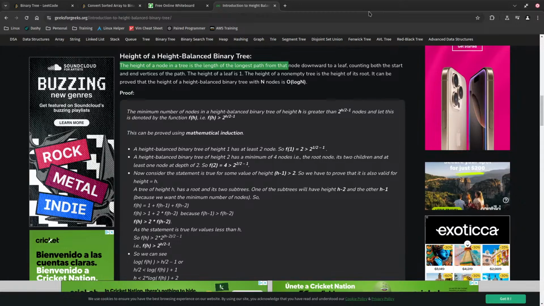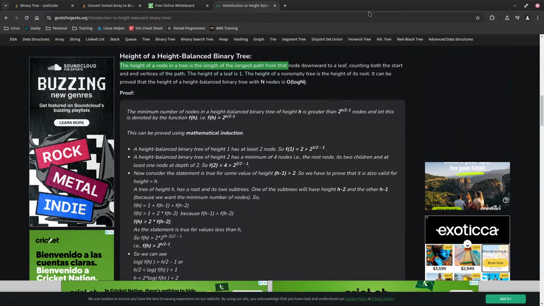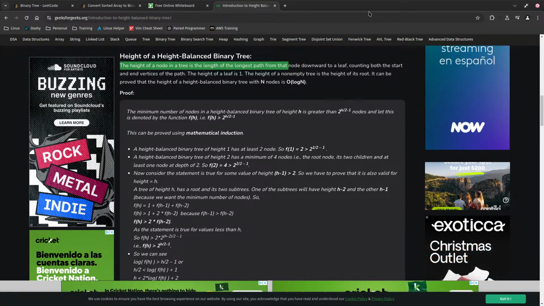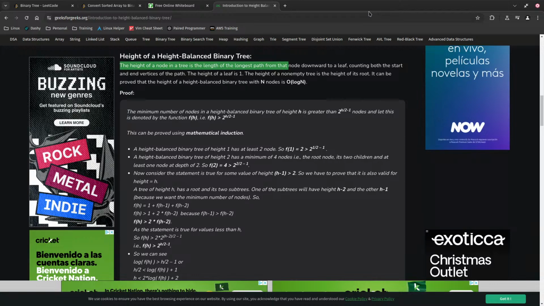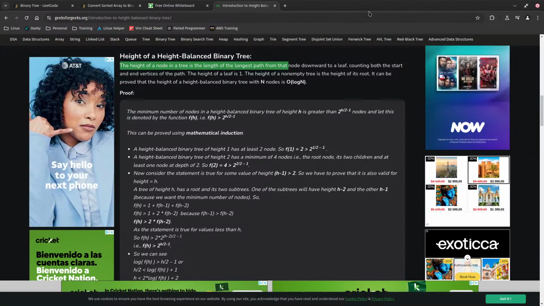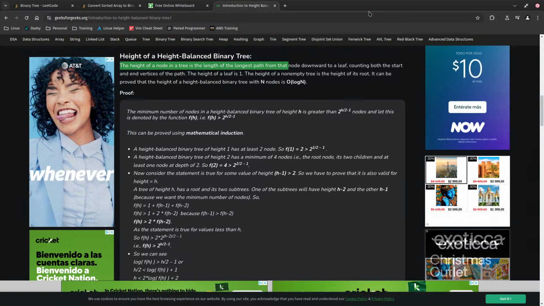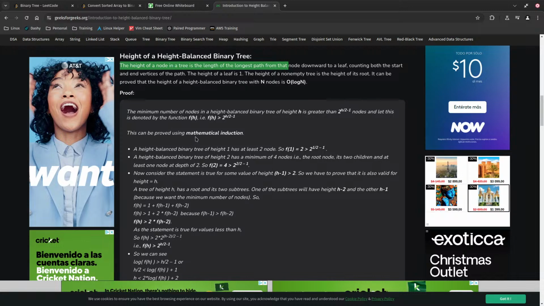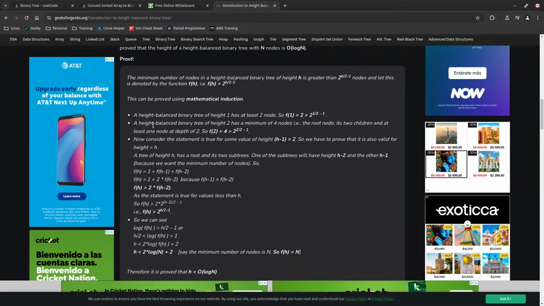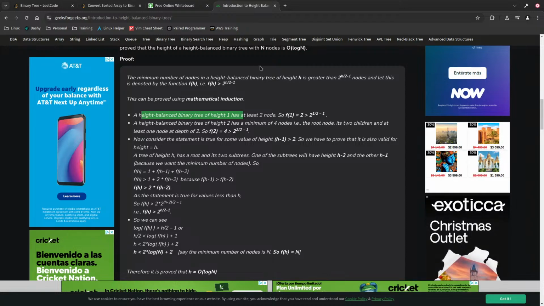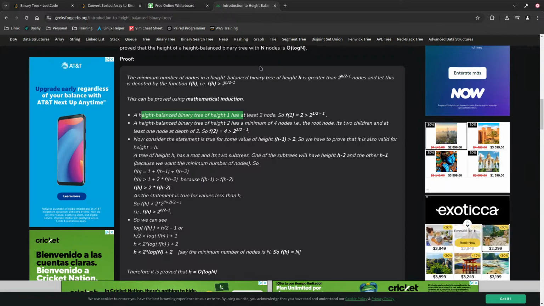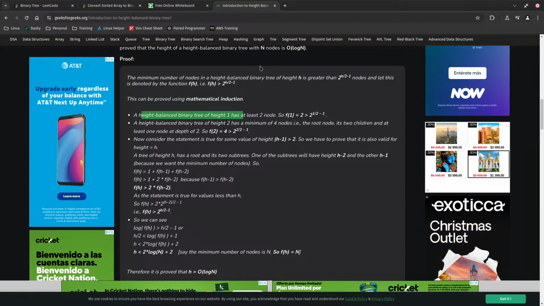Proof. The minimum number of nodes in a height balanced binary tree of height h is greater than 2 to the power of h divided by 2, minus 1 nodes, and this is denoted by the function f(h). This can be proved using mathematical induction. A height balanced binary tree of height 1 has at least 2 nodes. So f(1) = 2 is greater than 2 to the power of 1 divided by 2, minus 1.